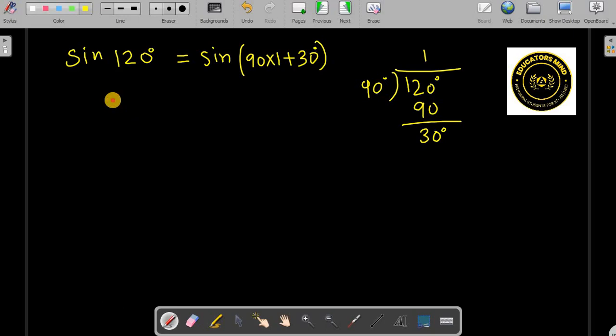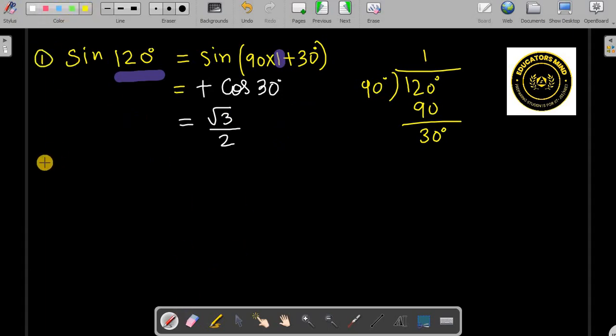Now you can see here, first of all, 120 degrees is in the second quadrant. In the second quadrant sine is positive, so we give the positive sign. And this is odd: you can see here the number is 1, an odd multiple of 90. Because it is odd, sine will convert into cos, and theta will be 30 degrees. Then cos 30 degrees is a standard angle, which we can write as √3/2. So like this we can do.